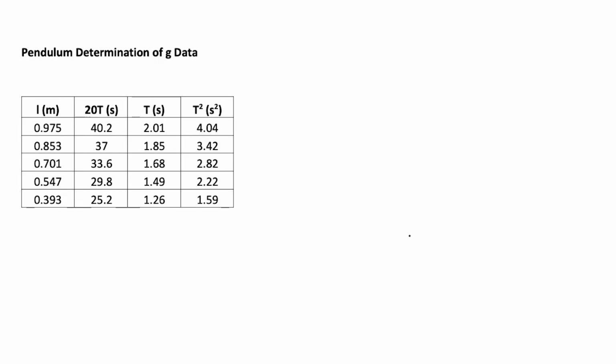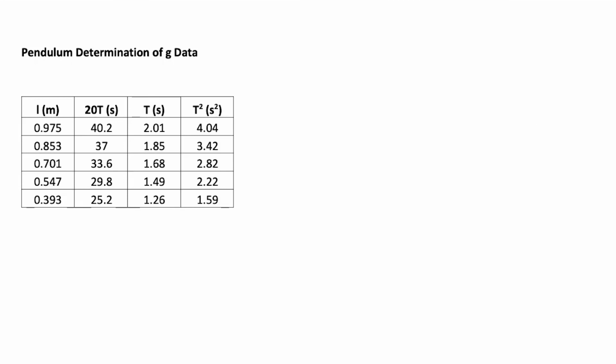So you can see on the table there some data I prepared earlier. So basically lengths versus 20T, which is 20 times the period, the swing counted for 20, because counting for 20 rather than for 1 makes it more accurate. And then just that number divided by 20 gives you the actual T, the period. And I think I said in the video, at around about a meter, the period is around about 2 seconds. And then for reasons that will become obvious in a moment, we have a column for T squared.